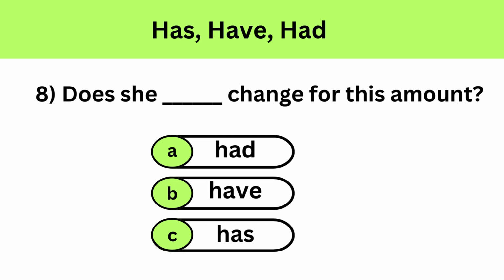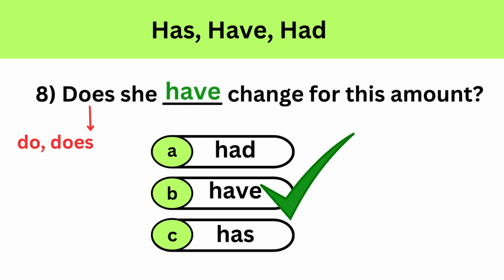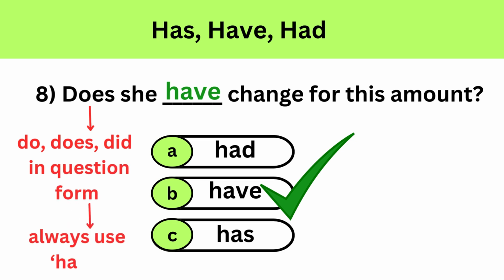Question number 8. Does she dash change for this amount? Option B. Have. Does she have change for this amount? For do, does, and did, we always use have in its base form. So even with she, we use have after does.